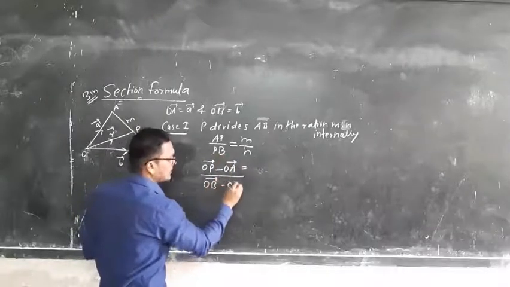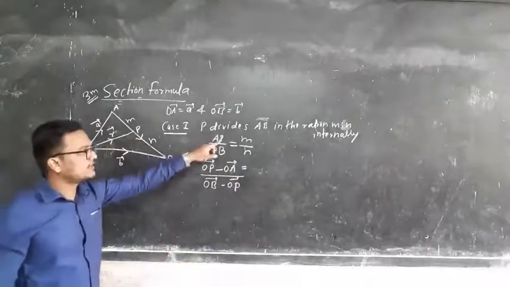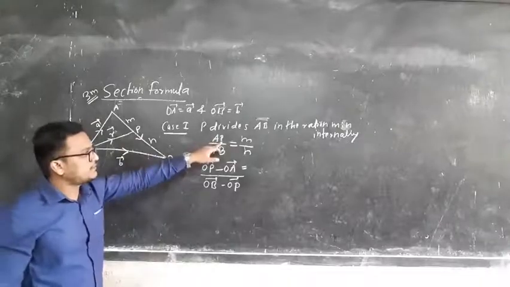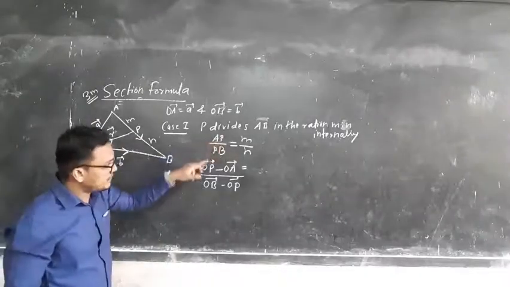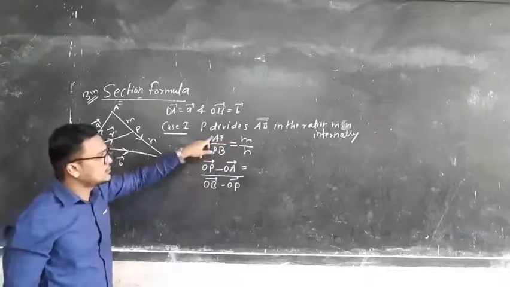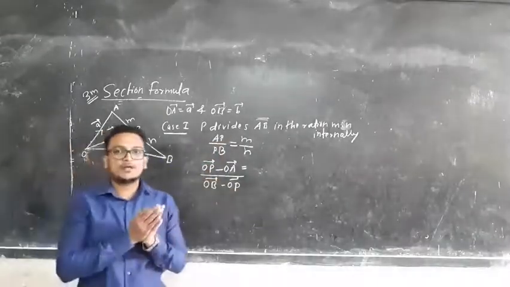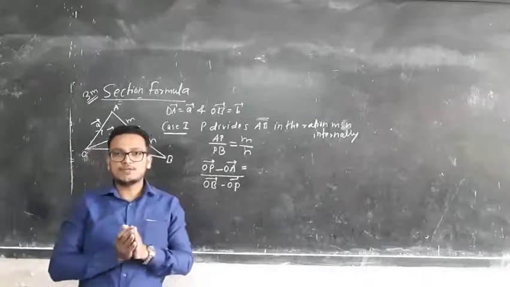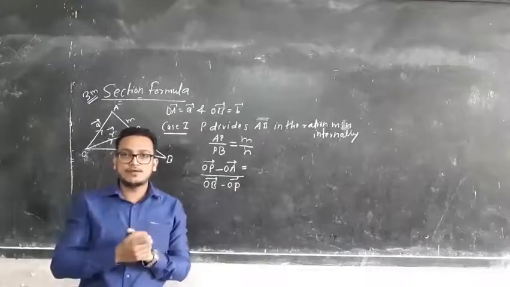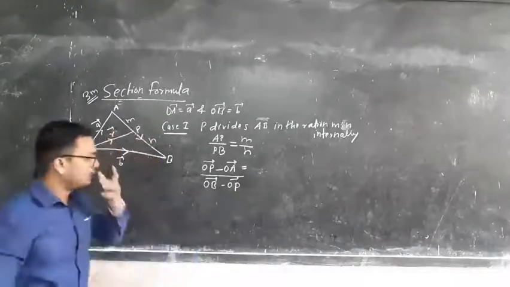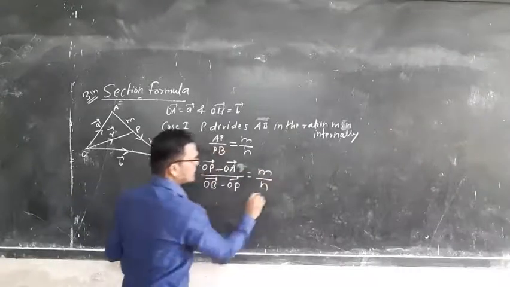Keep in mind, in vector AP, P is the second point and A is the first point. So you have to take the position vector of P minus the position vector of A. Whenever it is given like vector PQ, you write the position vector of Q minus the position vector of P, second minus first. This is equal to m by n.